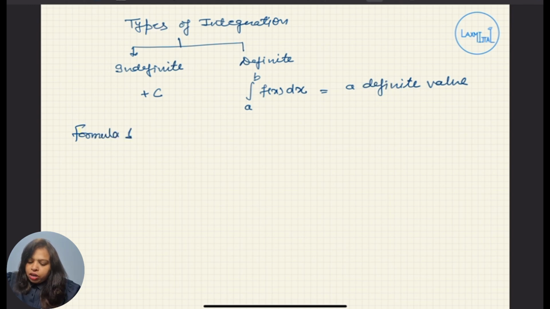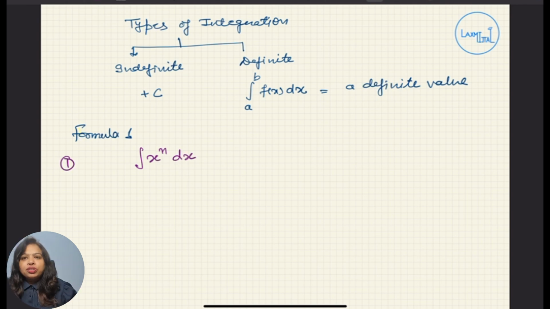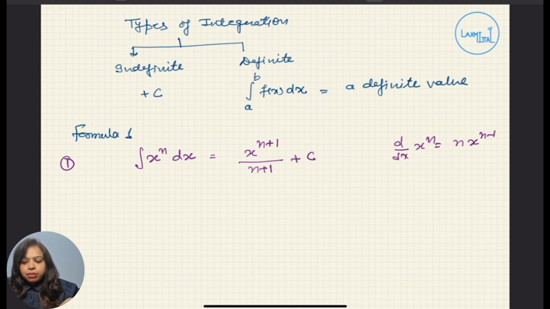If you need to find integration of x raised to the power n dx, as it is a reverse process of differentiation, here x raised to the power n plus 1 upon n plus 1 plus c. This will be the integration. As a differentiation of x raised to the power n is n x raised to the power n minus 1. In differentiation, one power is going to be decreased and we are going to multiply with n. Here, one power is going to be increased and we are dividing it with the increased power. x raised to the power n plus 1 upon n plus 1 plus c.